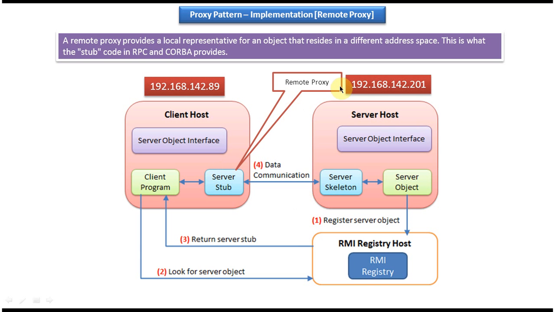Okay, here the key thing is the remote proxy. The server stub is the remote proxy. So using the remote proxy we can access a method of a server object which resides in a different address space. Okay, and RMI is the best example of remote proxy, and this is about proxy design pattern implementation using remote proxy.